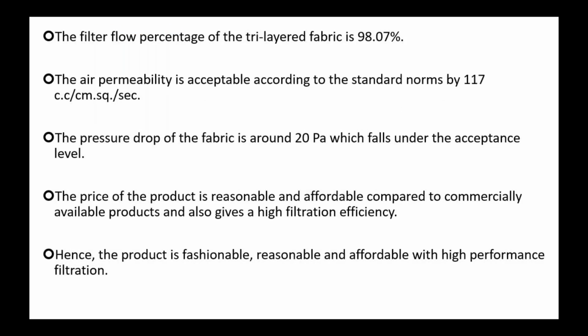The filter flow percentage of the tri-layered fabric is around 98.07%. Air permeability is acceptable according to the standard norms and reached 117 cubic centimeter per centimeter square per second. Pressure drop of the fabric is around 20 Pascal, which falls under the acceptance level. The price of the product is also reasonable and affordable compared to commercially available products, and it also gives a high filtration efficiency. Hence, this product, which has been developed by myself along with my students, is fashionable, reasonable, and affordable with high performance filtration.